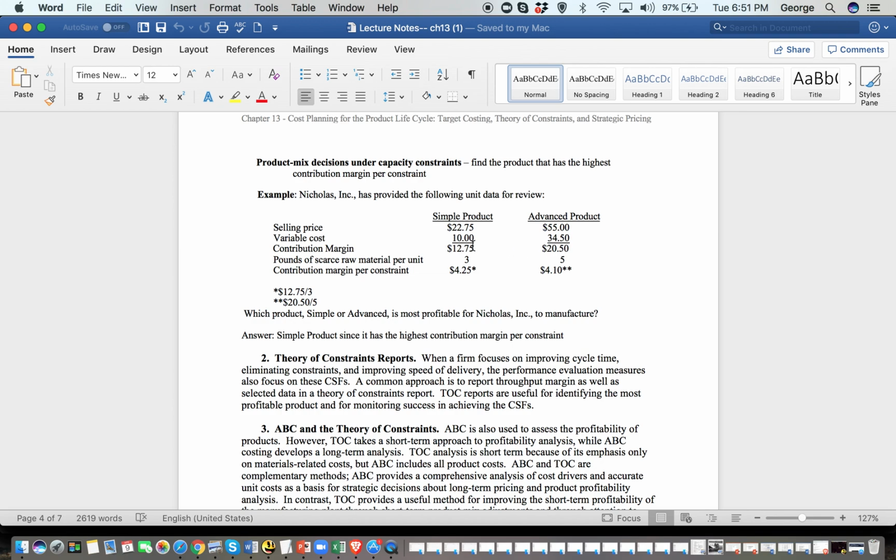So if I can divide my contribution margin by each pound of scarce raw material, I'll find my contribution margin per constraint. I have a higher contribution margin per constraint for simple product. Since I can't build these products without this raw material, I'm going to focus on maximizing my contribution margin for that constraint. So I'll sell as many simple products as possible. Anything left over will be an advanced product.